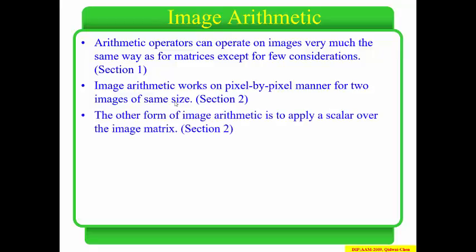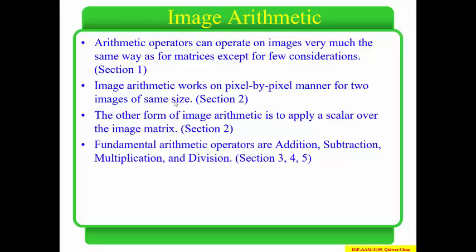Okay? Also here we say that another form of image arithmetic is to apply a scalar over the image matrix. For example, I want to amplify the intensity of all of the pixels by a certain factor. So in this case, I will multiply a scalar value, a single value, with all of the pixels that I have in this image, either to make my image brighter or darker or whatever. Also here we say that the main or fundamental arithmetic operators are addition, subtraction, multiplication, and division. And each one of these operators actually can be used in certain specific applications.